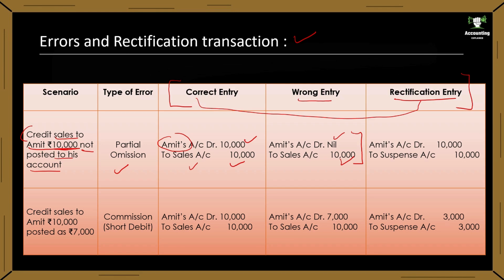When the trial balance does not tally, what account do you have to open? Suspense account. That you have to see. First, you have to see the wrong entry. In the wrong entry, if the debit and the credit amount do not tally, then you have to open the suspense account in the rectification entry.